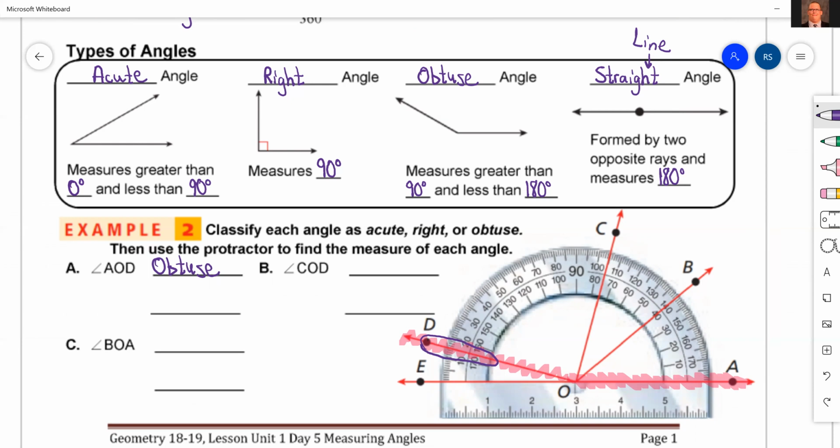Now, since it's obtuse, we've got to be greater than 90. Well, the outside, that would be 15. Is that greater than 90? No. So we've got to use the bigger numbers. It looks like we're exactly in the middle between 160 and 170, or 165. So we're going to say this angle is 165 degrees.